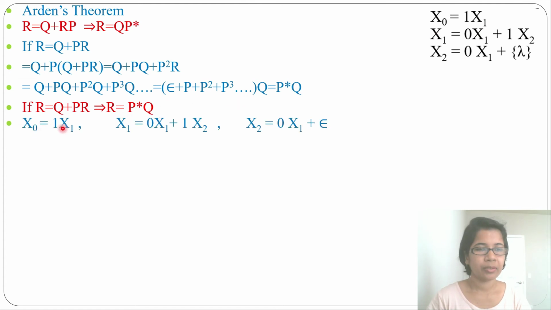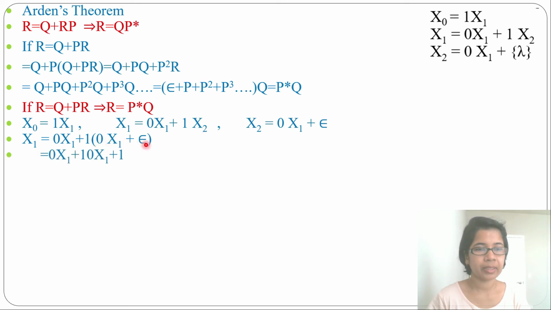Now x0 equals 1 x1. If we find x1, we can substitute here. x2 equals 0 x1 plus epsilon. If we find x1, we can substitute here. So first try to find x1. x1 equals 0 x1 plus 1 x2. In place of this x2, just substitute this value. x1 equals 0 x1 plus 1, and in place of x2 we substitute this, so it will be 0 x1 plus epsilon.